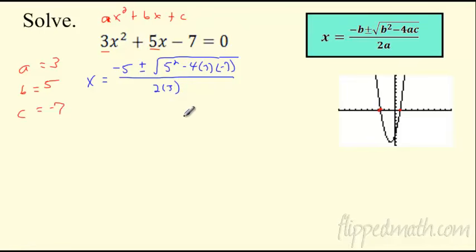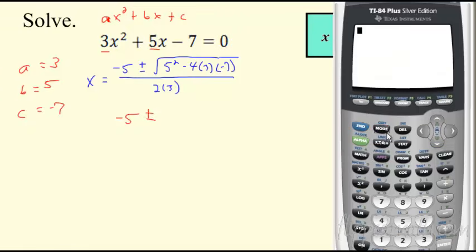Now we just have to simplify it a little bit. Let's break this down. It'll be negative 5 plus or minus. I go straight to the calculator on this. I'm not going to mess around. I want to know this part under the square root, which later on in Algebra 2 is called the discriminant. It determines some things for you. I want to know what that number under the square root is.